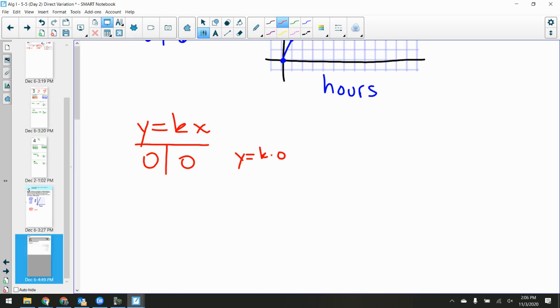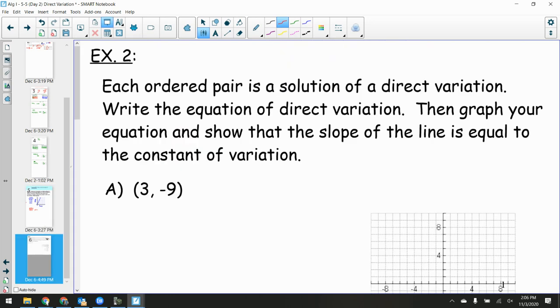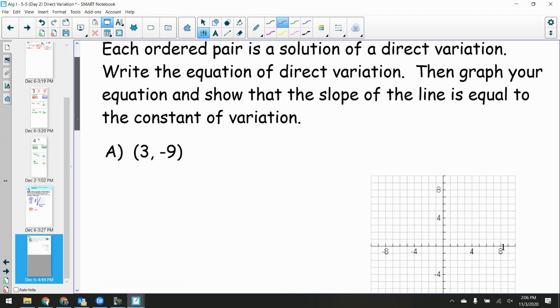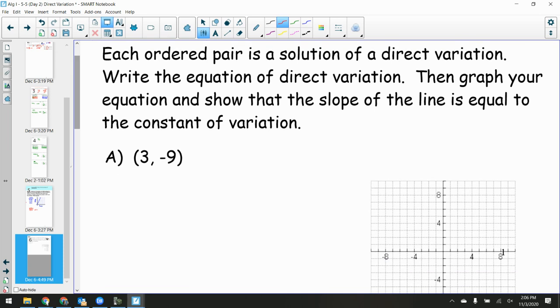What if I tell you that this ordered pair lies on a line that's a direct variation? Well, if that's the case, I can graph the line, I can find the equation, I can do all that stuff quite easily. Go ahead and write this down with me. You don't have to write down the whole premise, just the fact that this is a direct variation, and it's through (3, -9).